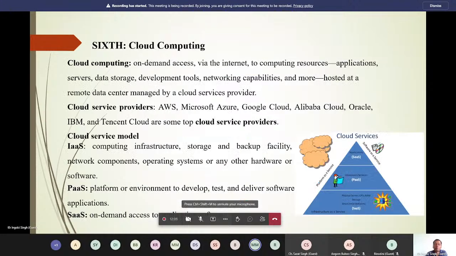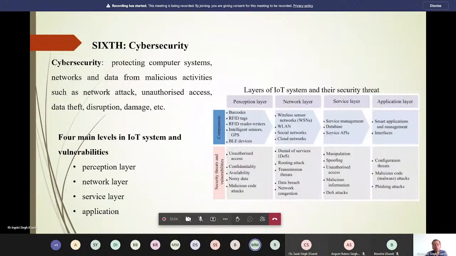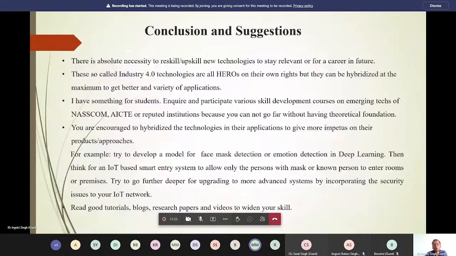So I think I have a few more slides on emerging technologies. But however, because of the time constraint, I have to come to the end. Let me come to the conclusion and the suggestion.